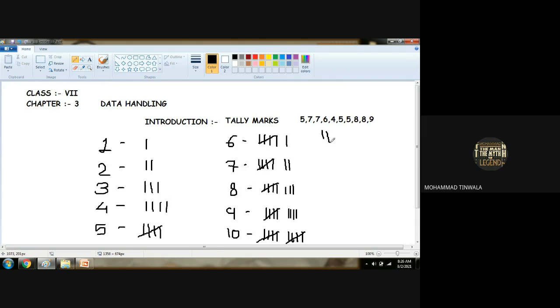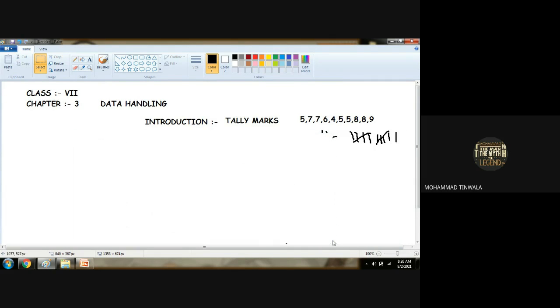Understood the concept? Whenever we have 5, that will be one bunch of tally marks. Got it? 10 and 11. Are you getting my point? How we have to follow? These marks are known as tally marks. Understood or not? Yes, sir. Understood. Okay, very good.